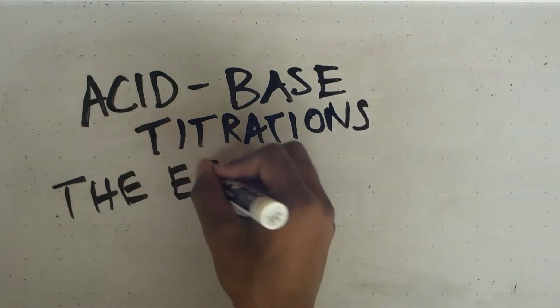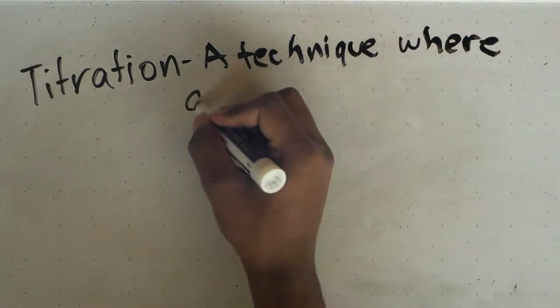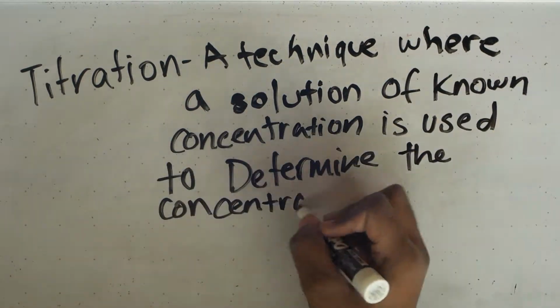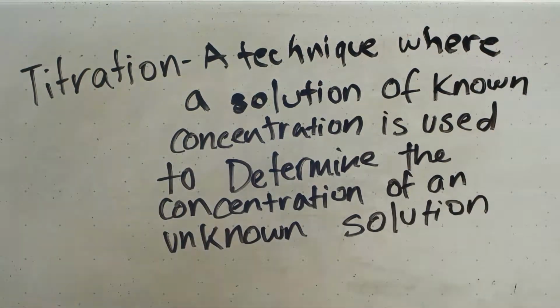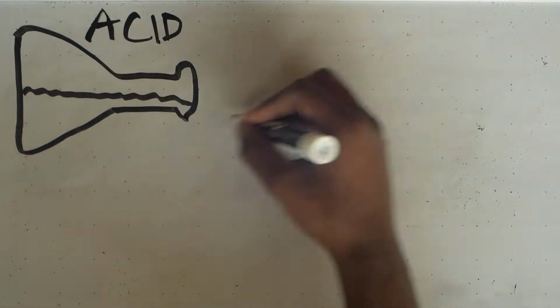One of the main topics this year will be the titration of acids and bases. An acid-base titration is a technique where one can determine the concentration of an unknown acid or base solution by neutralizing it with the acid or base of a known concentration. This allows for the quantitative analysis of the concentration of an unknown acid or base solution.